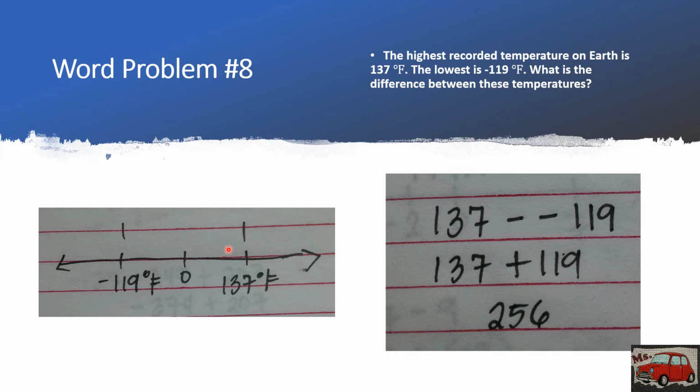So if we're gonna do the operations, so ang keyword natin is difference, so the operation is subtraction. So we have 137 minus negative 119. Again, if we subtract integers, ibig sabihin lang nun is we add the opposite. So the minus will become add, and the opposite of negative 119 is positive 119. Okay? So 137 plus 119, the answer is 256. So that is the difference between the temperature 137 degree Fahrenheit and negative 119 degree Fahrenheit.